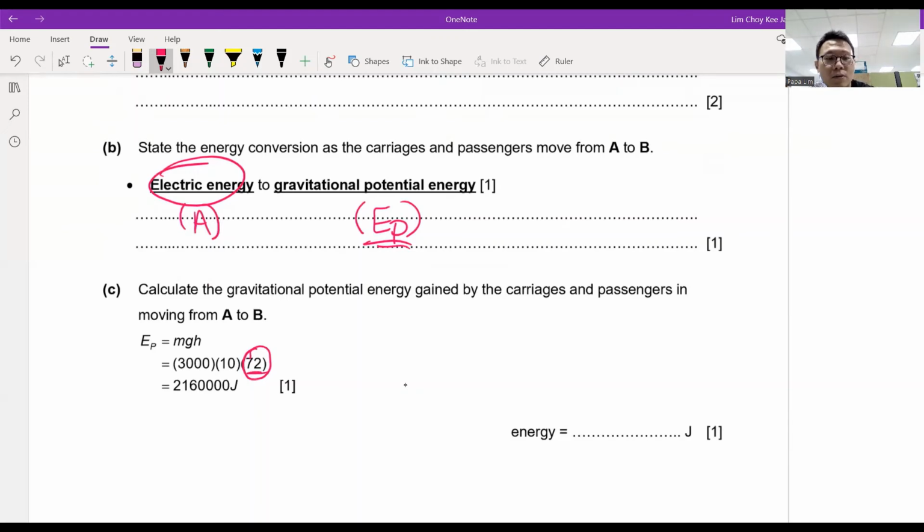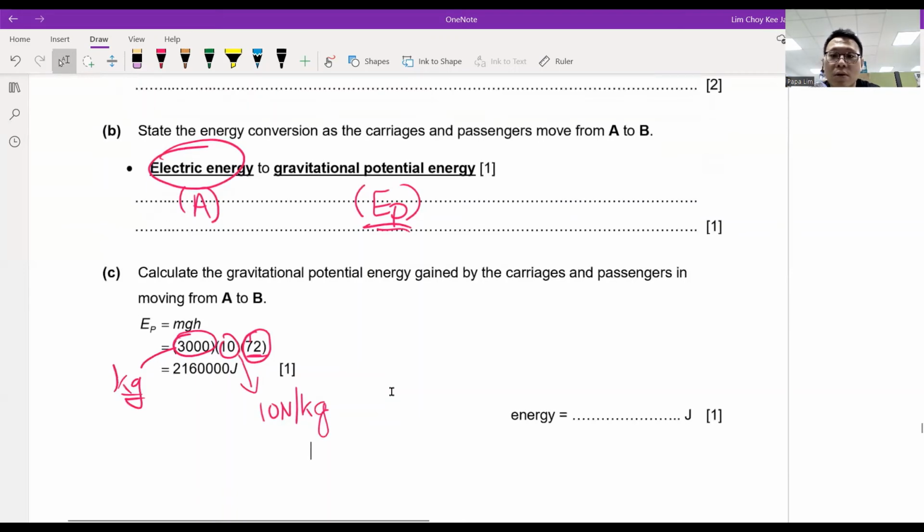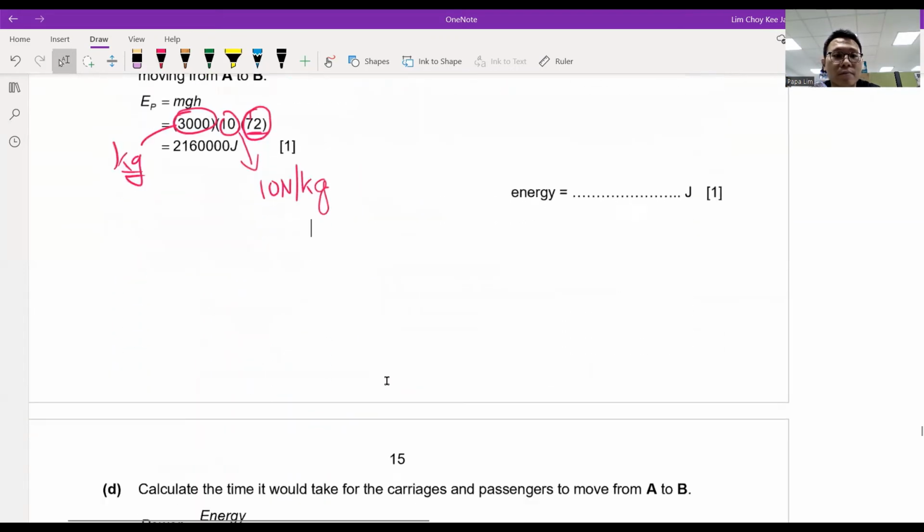Take note of the common traps. Make sure you don't fall for the booby trap. Mass has to be in kg. In this case, of course, 3000 is in kg. G is gravitational field strength, which is always 10 Newton per kg. So make sure all the values you substitute in are actually in SI units. Once they are in, press your calculator, and you get the answer in joules. Remember to write the unit for energy.